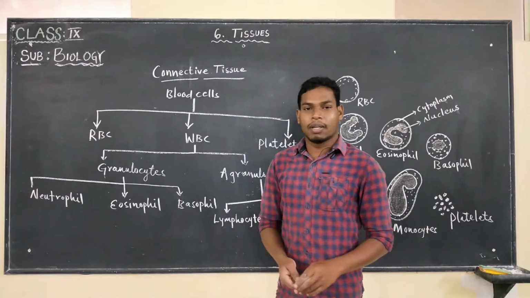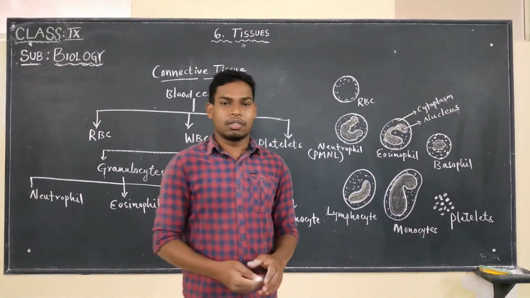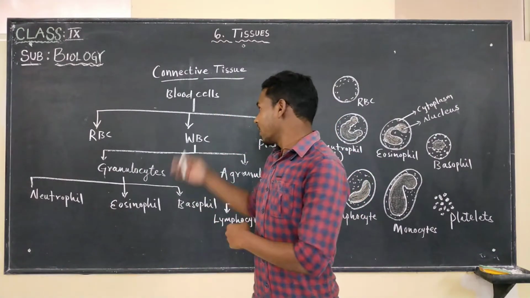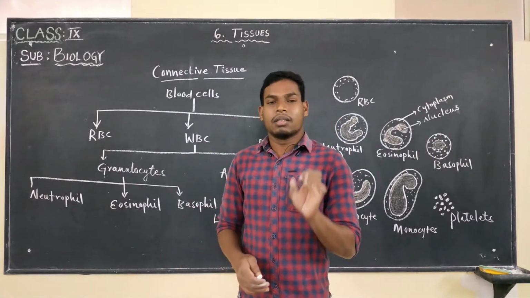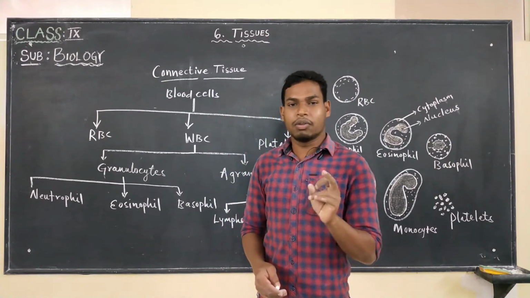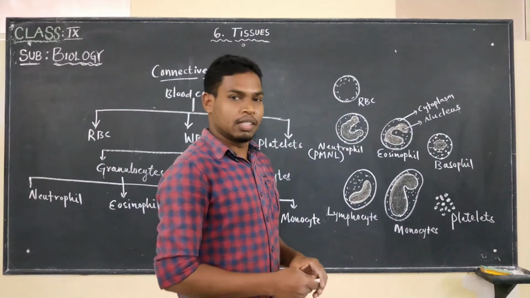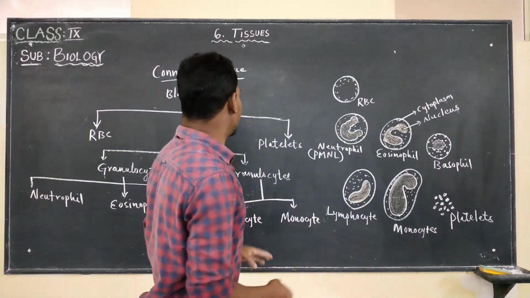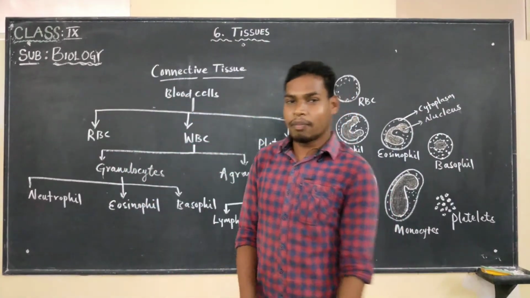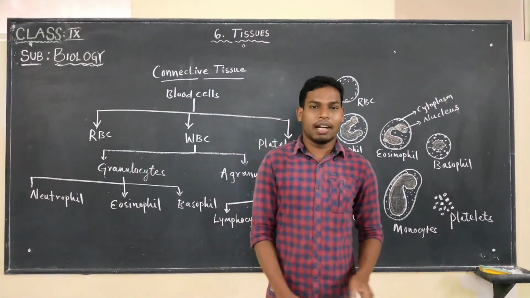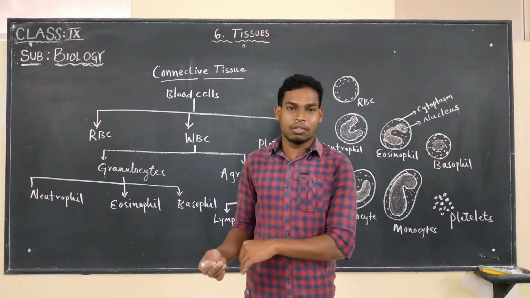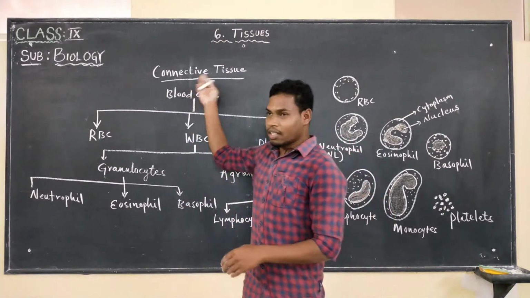Connective tissue. The first two tissues that are present in our connective tissue are blood and lymph. These two are fluid connective tissue. And why are they known as connective tissue? Because they are present between two tissues and they connect the two tissues. They connect one tissue to the other. That's why they are known as connective tissue.